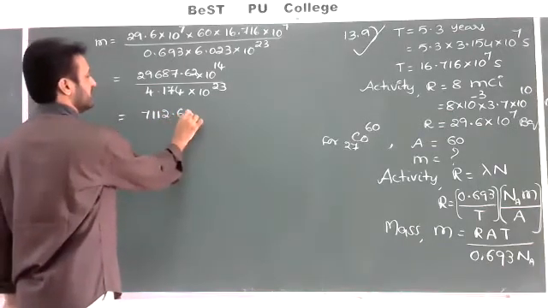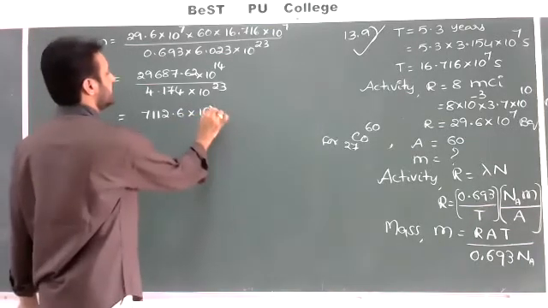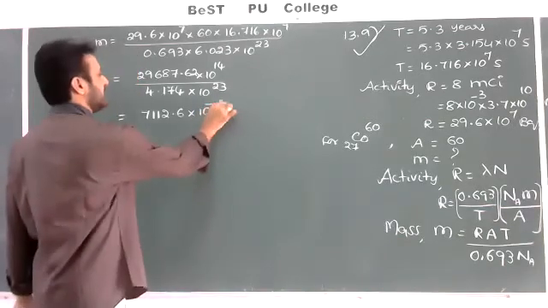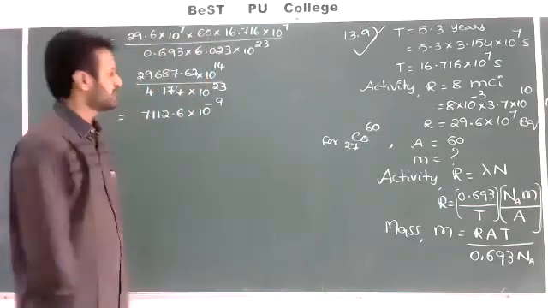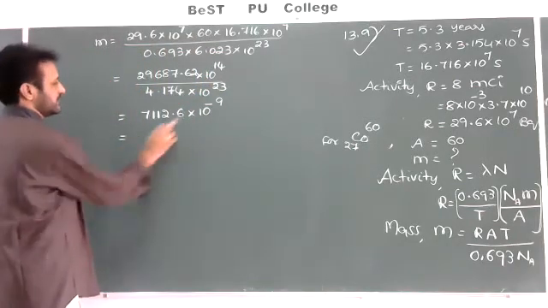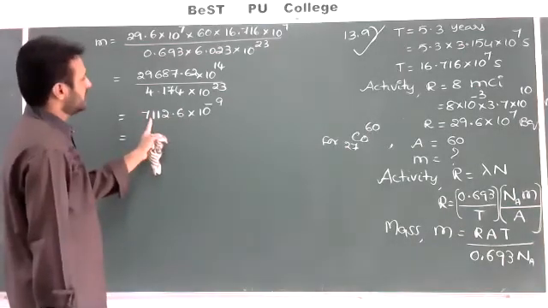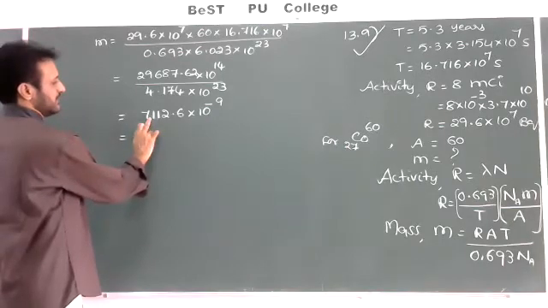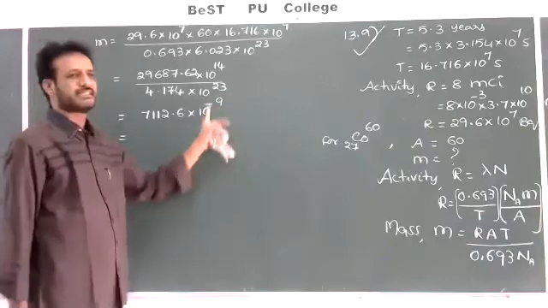711.6 into 10 to the power of 23 minus 14 minus 9. If you take 23 to the numerator, it becomes minus 23 plus 14 minus 9. Adjust the digits. If you adjust 3 digits, what will we get? 7.1126 into 10 power minus 6.